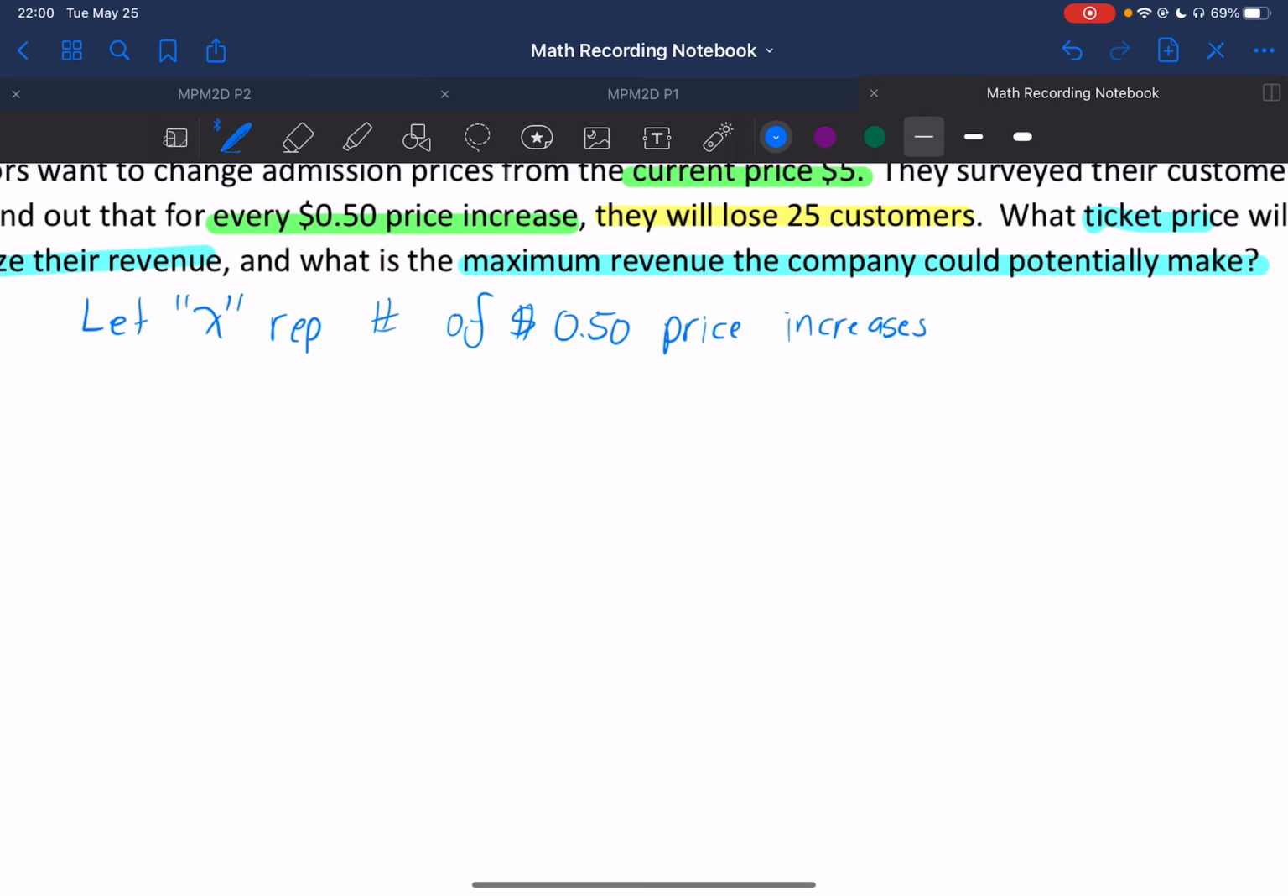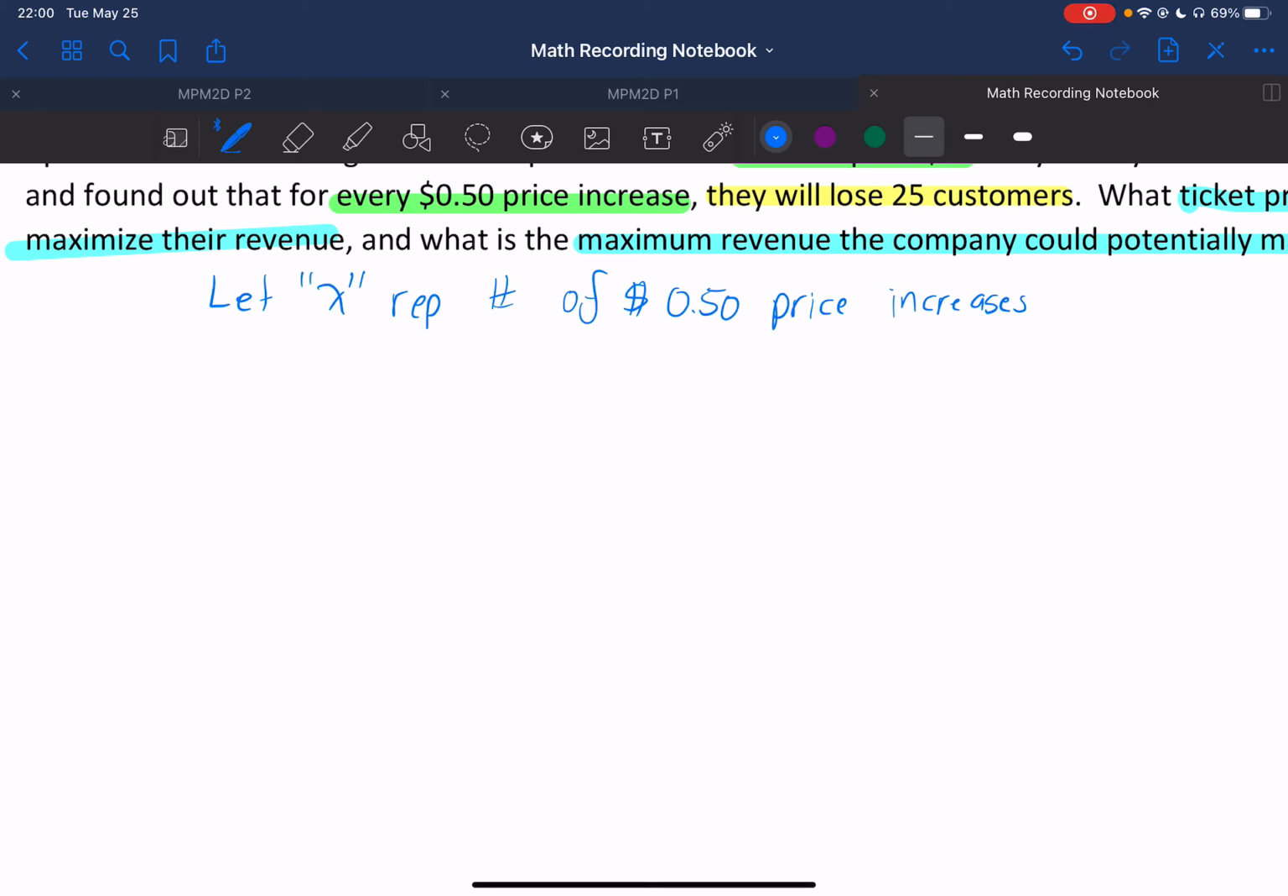So we need to make our equation. Revenue is equal to the cost of the ticket, so how much the ticket's going to cost, times how many people are coming.